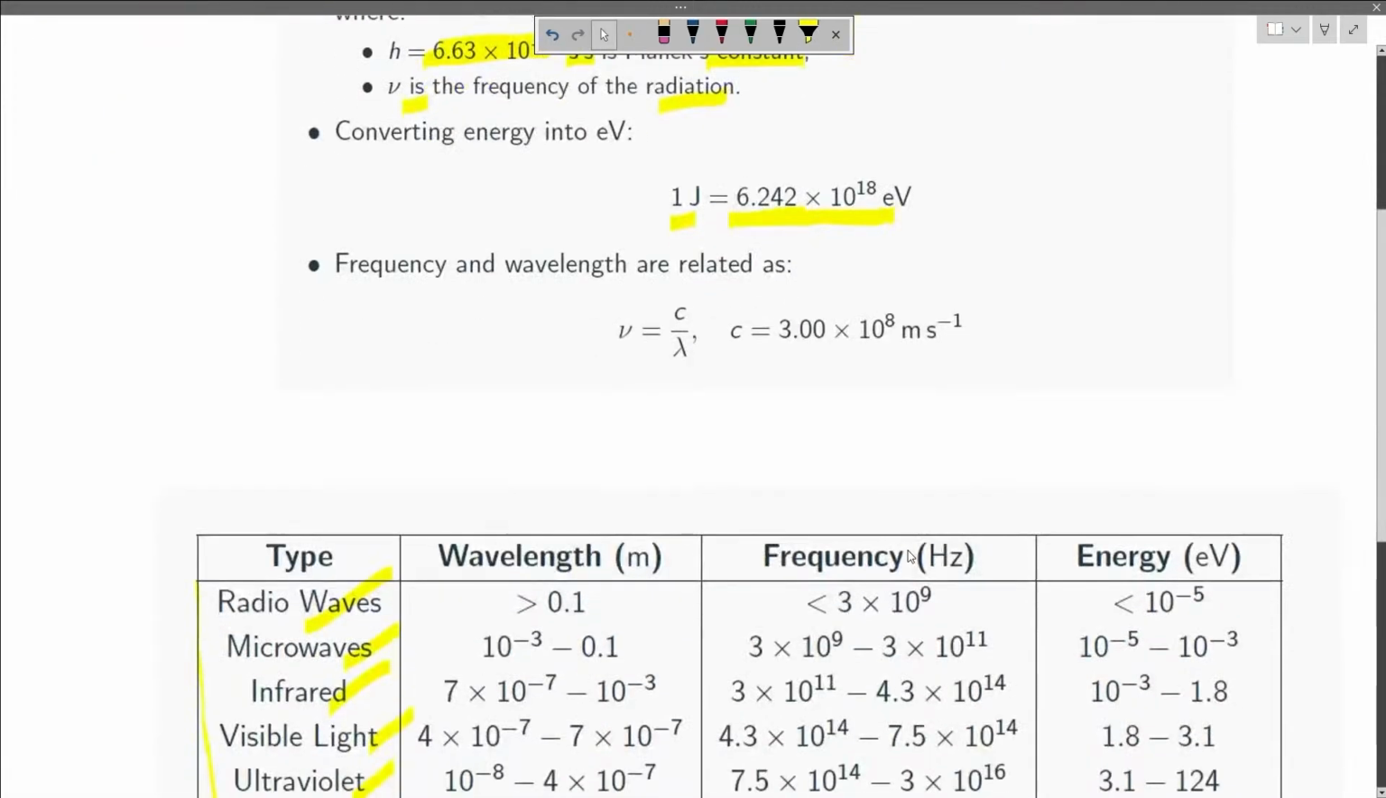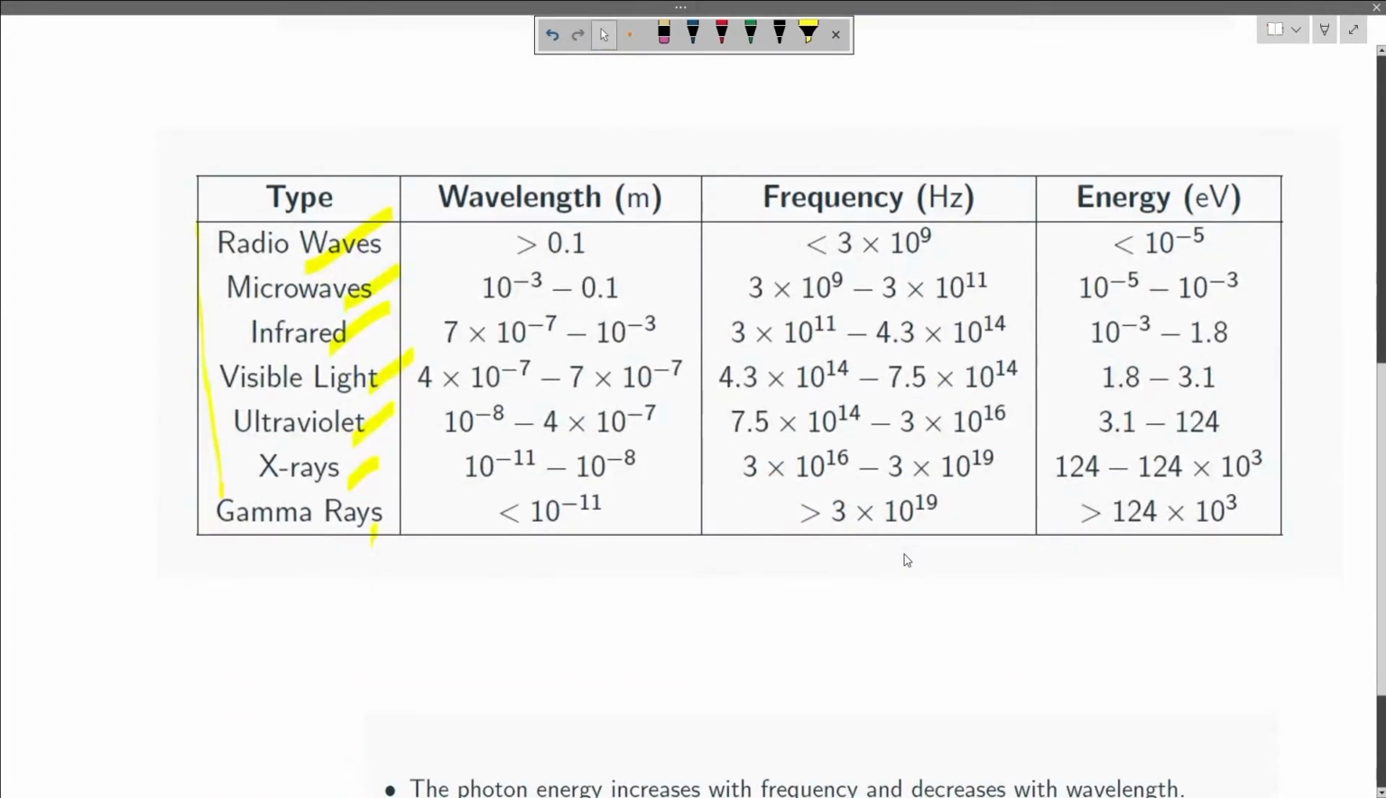Now frequency and wavelength are related using this formula, that is c equals nu times lambda, or we can say that frequency is equal to c by lambda, where c is the speed of the electromagnetic wave and lambda is the wavelength. Now this is the table which represents the electromagnetic spectrum with their wavelength and the energy level. So we can see that as the wavelength is reducing, frequency is increasing and energy is also increasing.